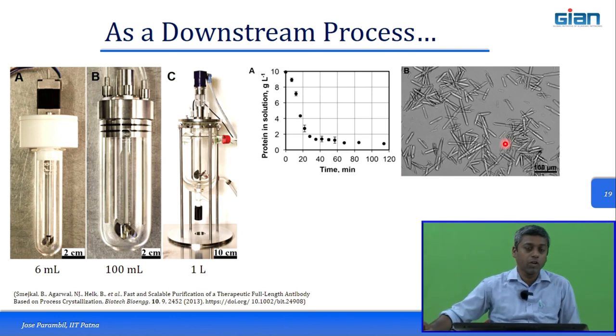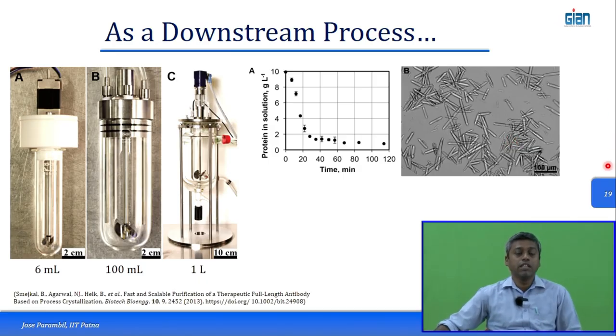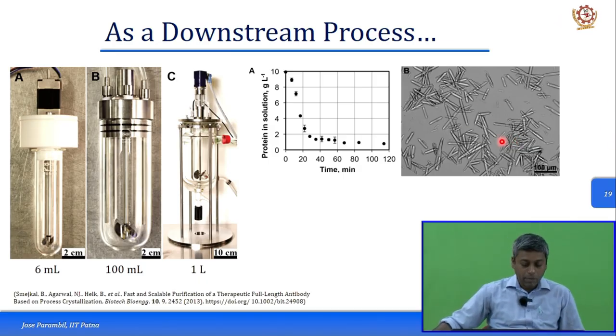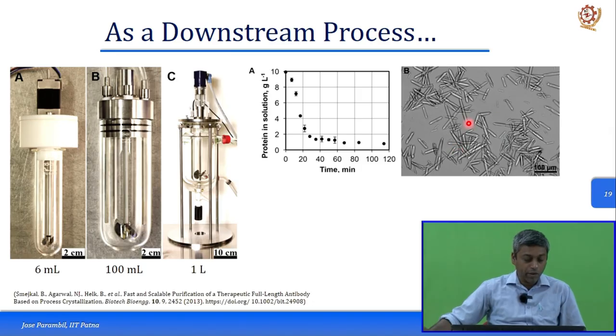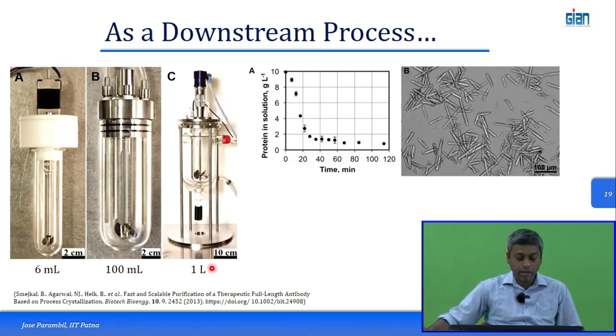Since, as I told you, my expertise is mainly on the pharmaceutical productions, this is one particular case, in case of antibody production. You can see that this is a 6 ml vessel. It can be scaled up to 100 ml and 1 liter vessels. The geometry looks pretty much the same. Similar sorts of mixing patterns and temperature profiles, etc. can be implemented.